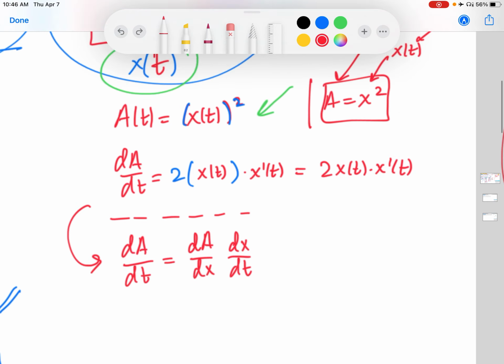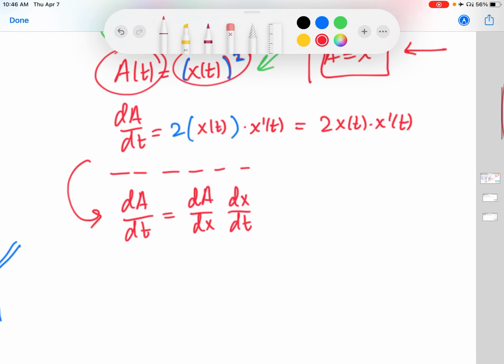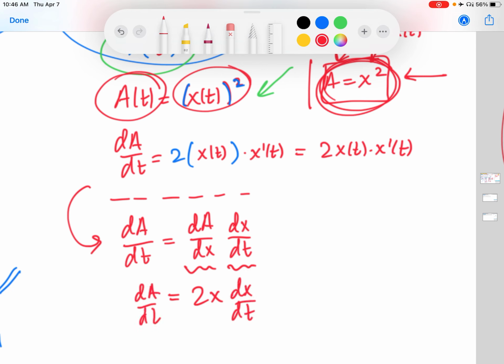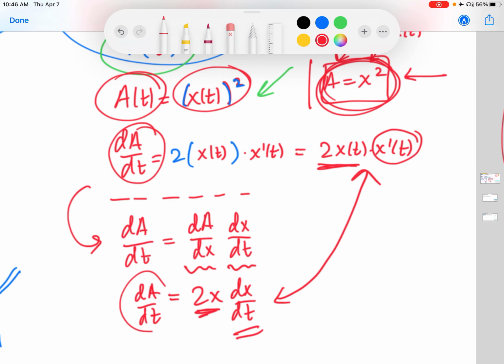So if I go back then to this way of viewing the area, just without having all the t's everywhere like they were here, then I can just differentiate here. So dA/dx, that's pretty simple because A is x squared. I get 2x. And then I would multiply this by dx/dt. And I get back the same rate of change equation that I got before. It just looks a little different. x prime of t really is dx/dt. And the 2x here is the same here, and dA/dt is the same here.